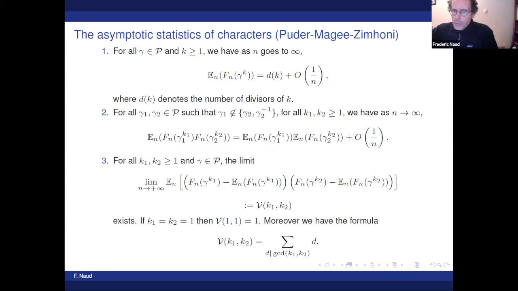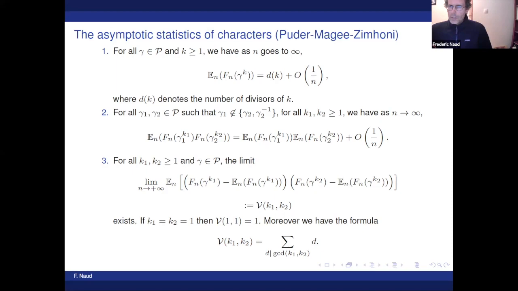And it's an analog of the result of Zaccagni-Petri for the Weil-Petersson model. So F n of gamma is the number of fixed points of phi n of gamma, which is a permutation, or a random permutation, I mean, not so random, but we would like to understand how it behaves. And the first result is that when n goes to infinity, when you compute the expectation of the number of fixed points, it's the number of divisors of k plus an error term of size big O of 1 over n. And you can have several other terms, actually.